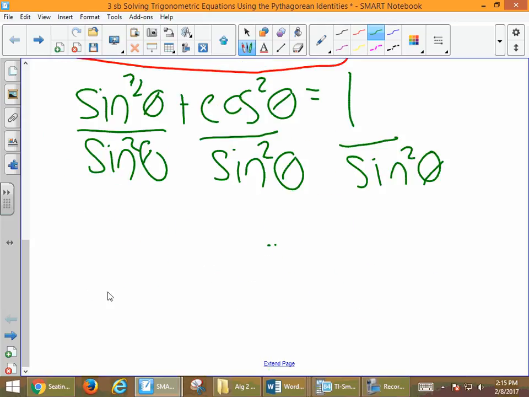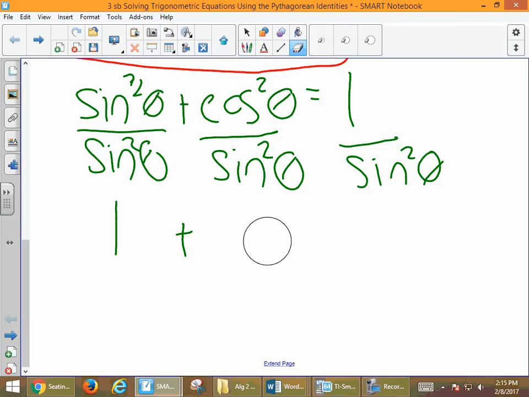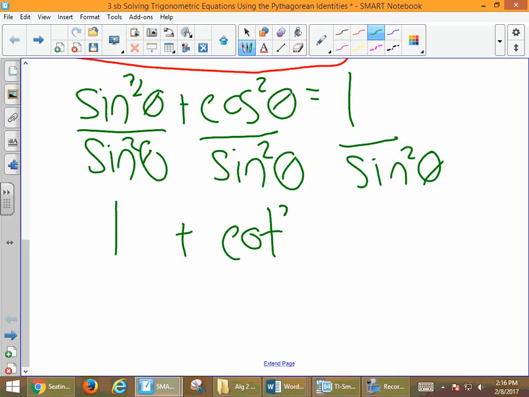And so what will sine squared divided by sine squared be? 1. And what is cosine squared divided by sine squared? It's going to be cotangent. So cotangent is the reciprocal of tangent, and tangent is sine over cosine. So it's cotangent squared of theta. And this is all equal to 1 over sine squared, which is the reciprocal of sine. And what's the reciprocal of sine? Cosecant. So we have cosecant squared theta.